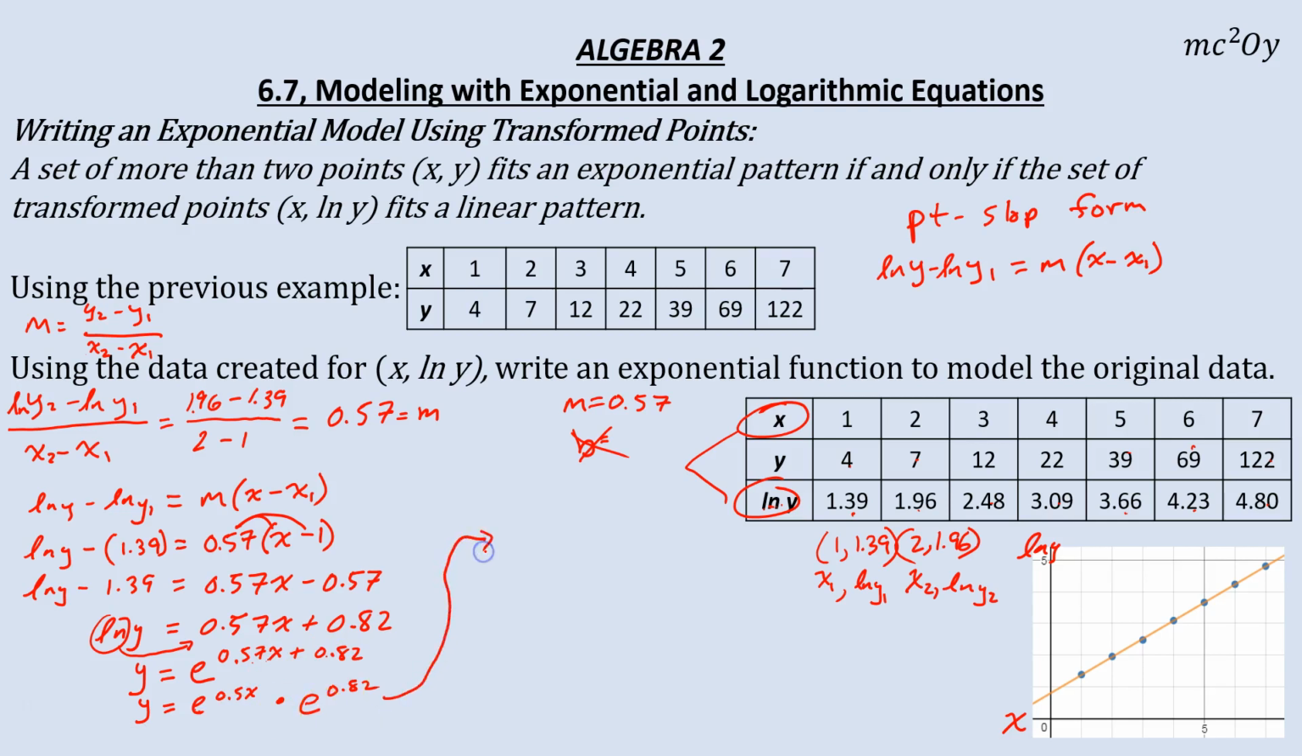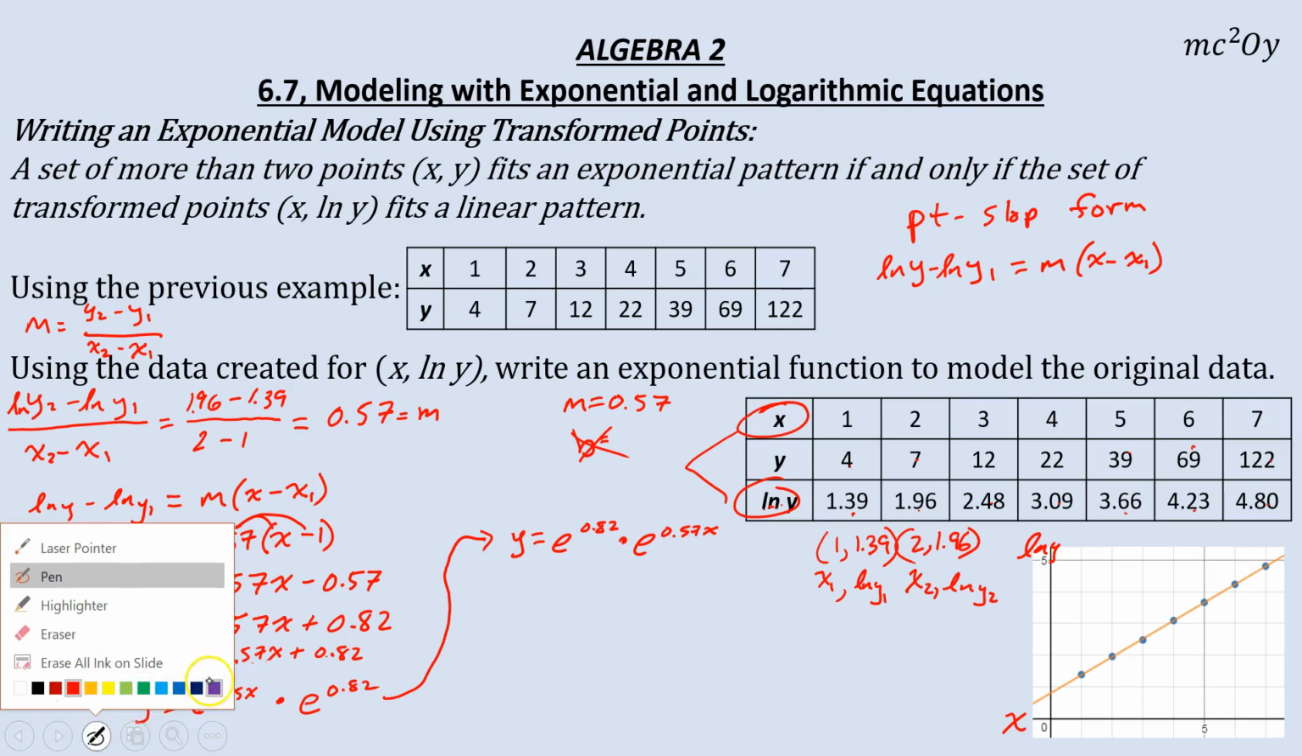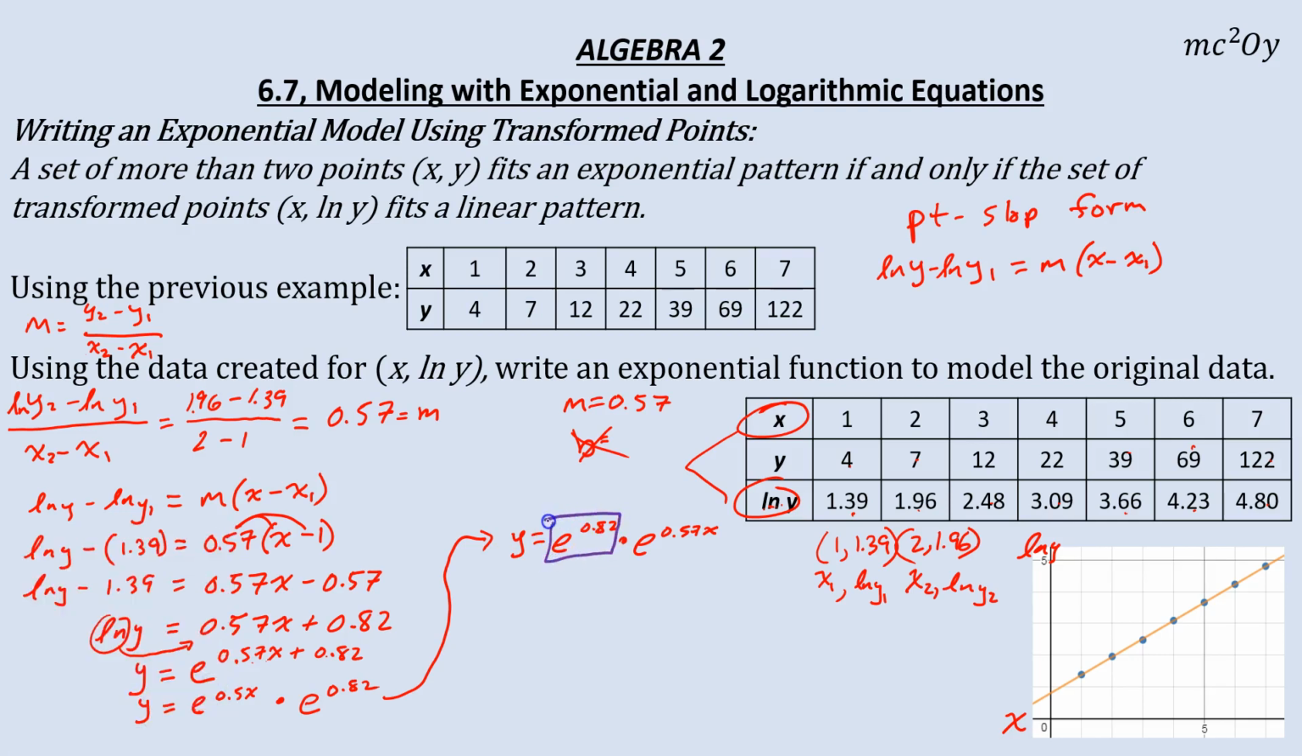Well, because if I rewrite this so that I put the 0.57x in the back, it gives me e to the 0.82 times e to the 0.57x. Notice here's my variable back here. This is my a term. Why is that my a? Because I don't have a variable with it. This is my b term. And notice I didn't put the x because the x is up there. So this is y equals a times b to the x now.